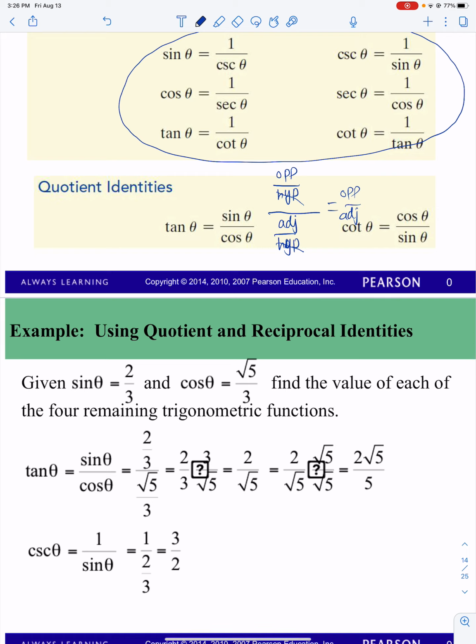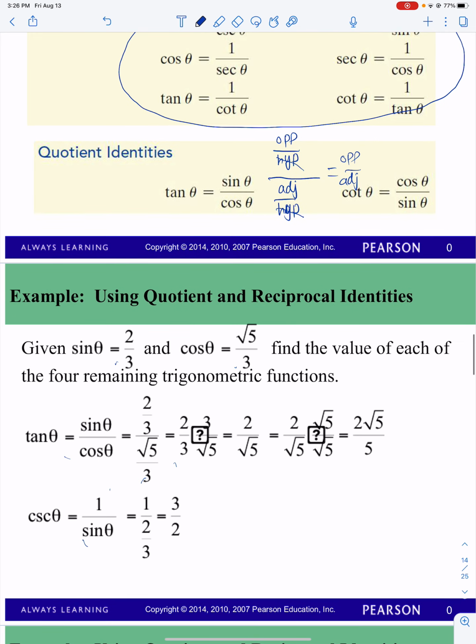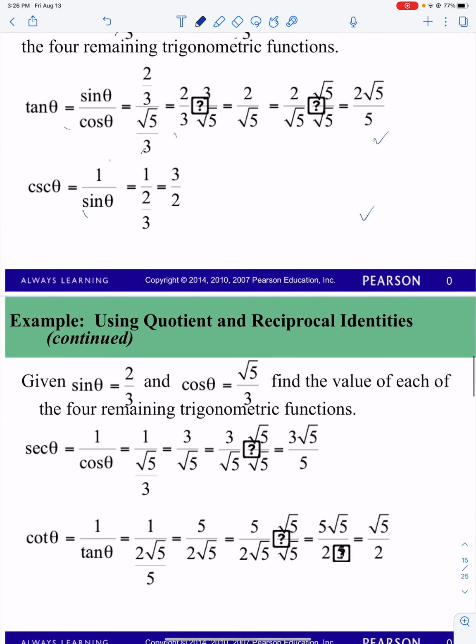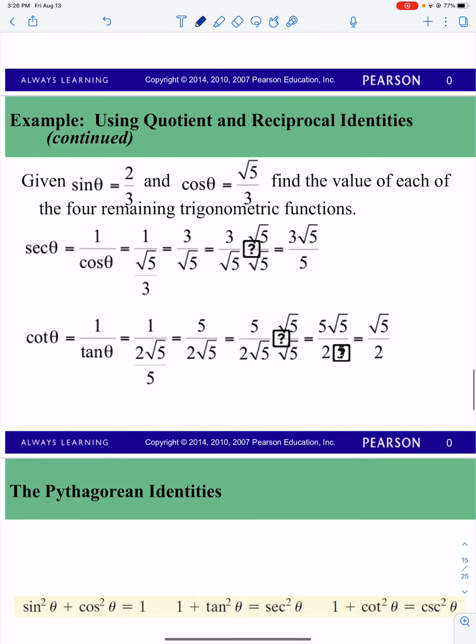So if you are given sine theta and cosine, you can find tangent. You can also find cosecant or all the others. Okay, so that's pretty straightforward with the formula. Okay, so continue. You can even find out more.